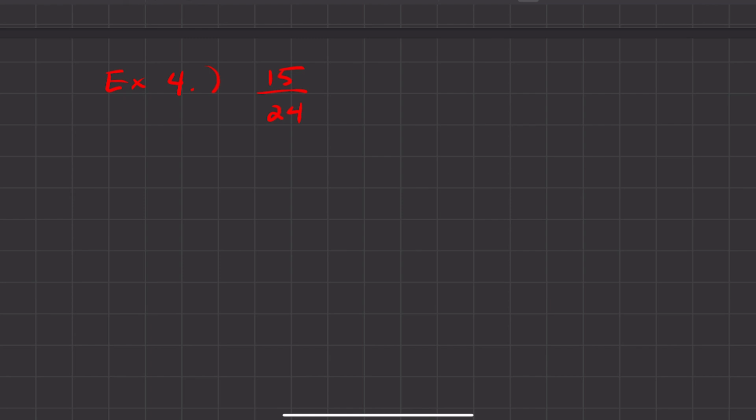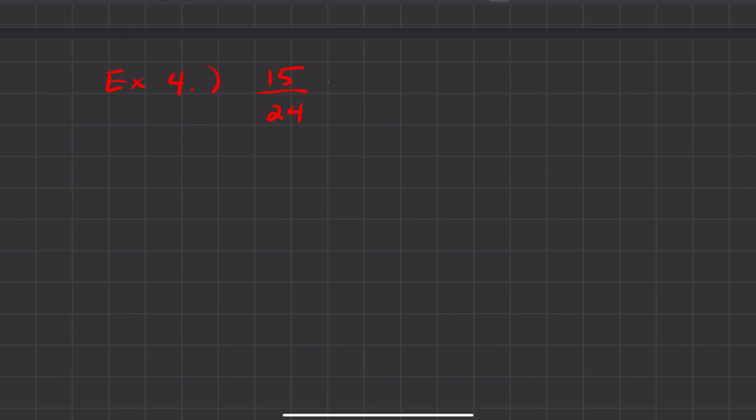Here's example 4. I got 15 over 24. And you can see that this is an odd and this is an even number. It is always important that you really, really, really be careful and ensure that this is simplified, okay? You can see that this is odd, this is even. Doesn't mean that this is already simplified. Make sure that you check and ensure it is.